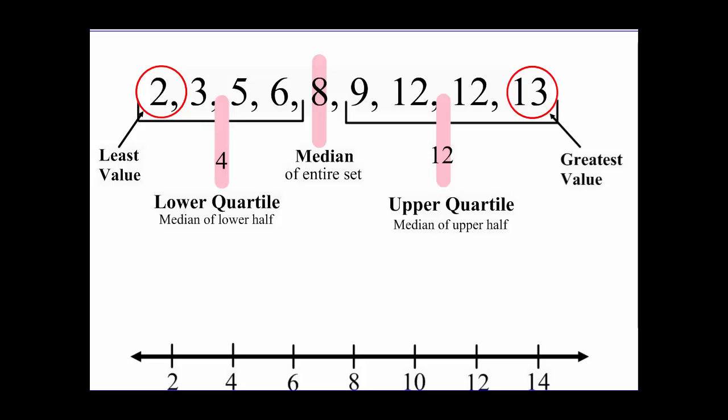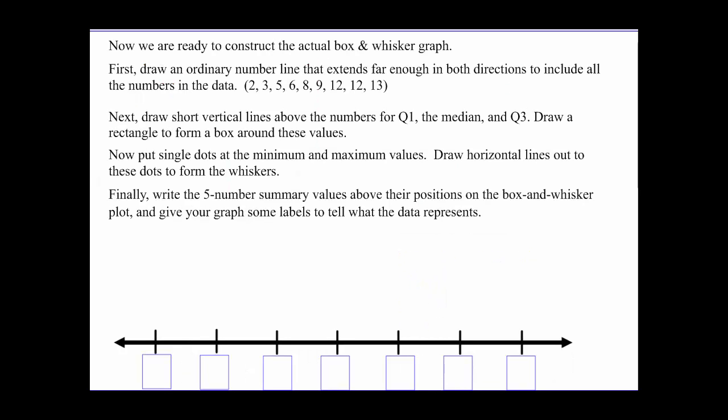So if we gather up all our data and put it together to summarize it, we have this: 2, 4 for Q1, 8 for the median, 12 for Q3, and the max was 13. Now that we have all the summary statistics for our box plot, we can construct our actual box and whisker graph.